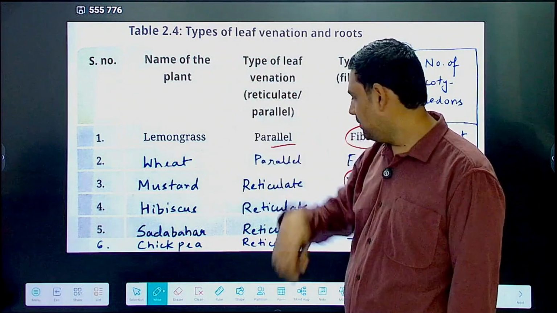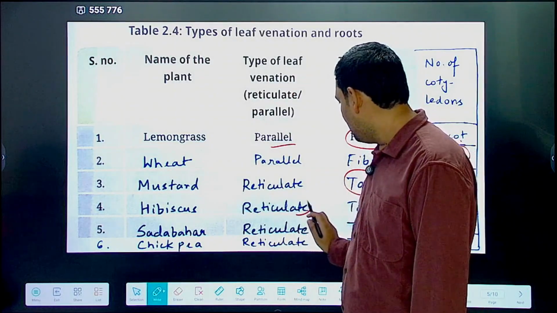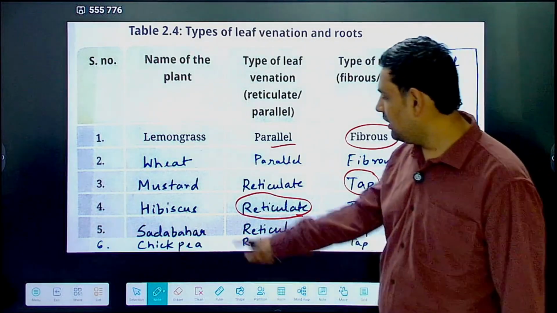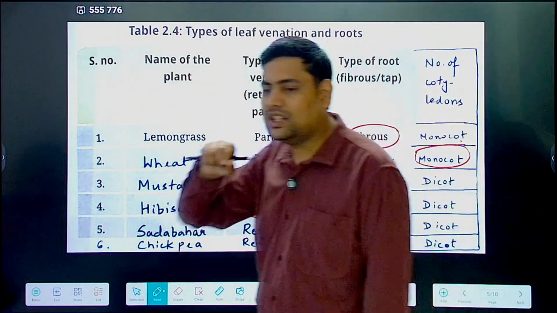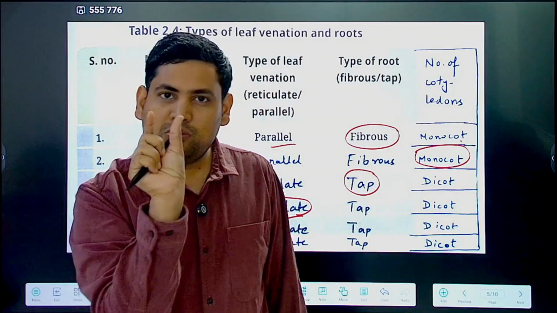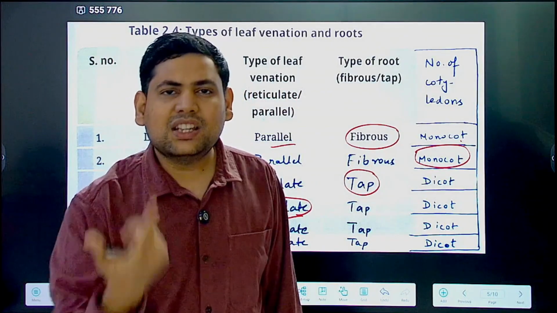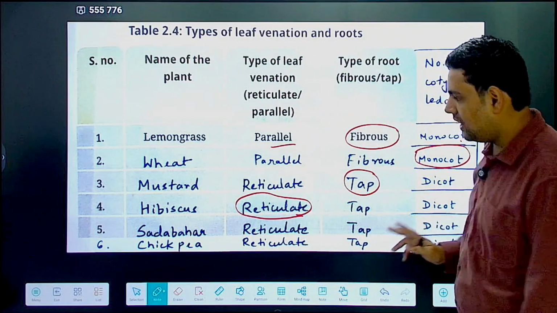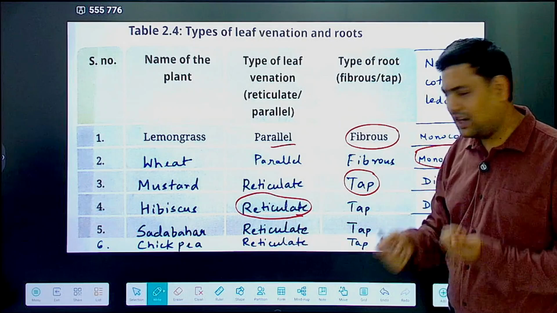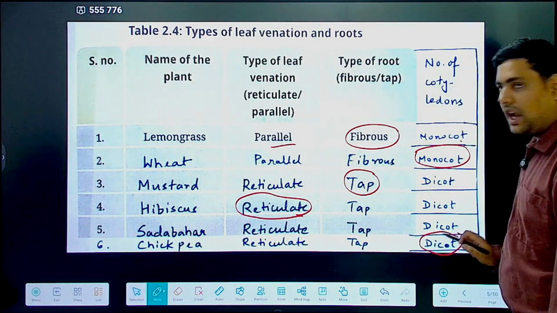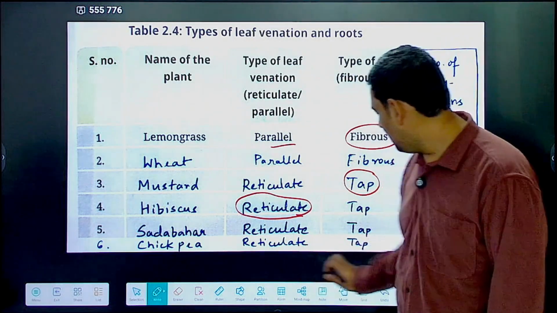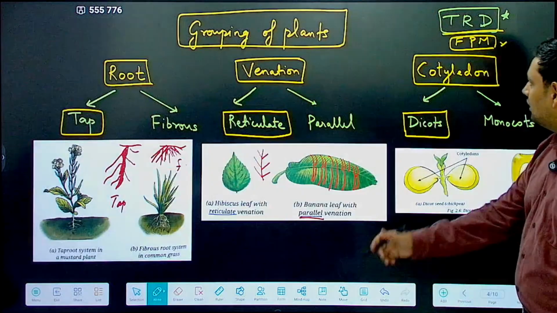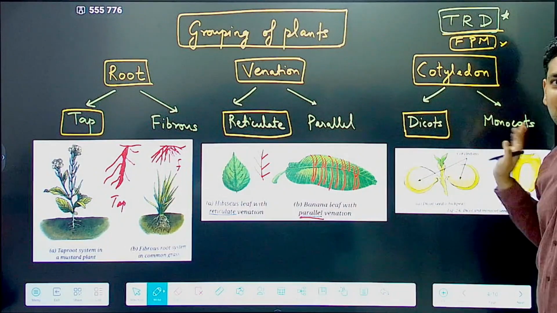Hibiscus is that flower that I told you about. So hibiscus is given for the reticulate pattern of leaves. From this you can guess tap and dicot. Similarly, the Sadabahar flower you might have seen, pinkish color, with 5 small petals. That is Sadabahar, again reticulate, tap and dicot. Next is chickpea. We anyway understand that this is definitely a dicot, correct? Because it is dicot, it will be reticulate and tap also. Simple. So you only have to remember this TRD and you can also fill that table.